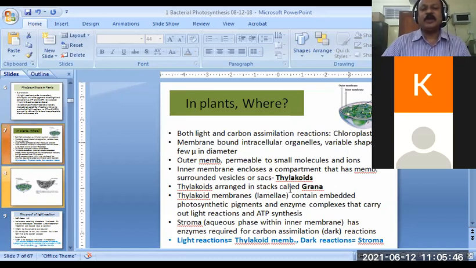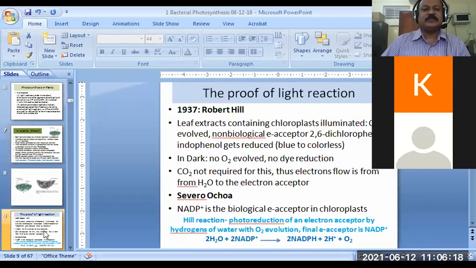The thylakoid membrane is where different pigments are present, and these are responsible for collecting the light. That is to say, the light reactions happen in the thylakoid membrane, whereas the dark reactions, that is the actual synthesis reaction, happen in the stroma. Stroma is the matrix of the chloroplast, which is enclosed in the inner membrane. Having seen that, we go to an important thing which gives the proof of the light reaction.